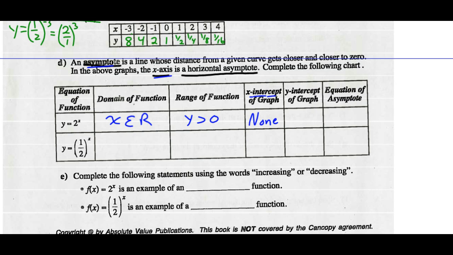Right? They approach it but never touch it. The y-intercept, it crosses the y-axis at 1. The equation for the asymptote, the equation for the x-axis, is y equals 0.